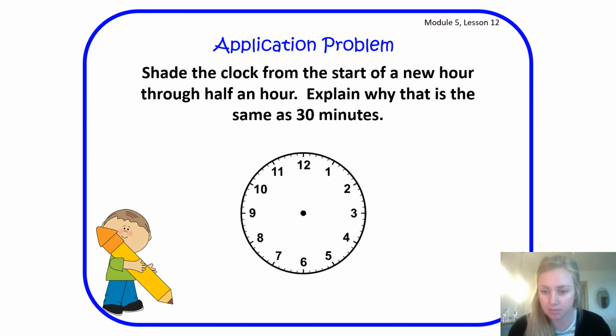Now in your packet, find the page with your application problem. Touch the first word. Track along as I read. Shade the clock from the start of a new hour through half an hour. Explain why that is the same as 30 minutes. So you have 2 jobs. The first job, step 1, shade the clock from the start of an hour to half an hour. Step 2, explain for your statement why that is the same as 30 minutes.